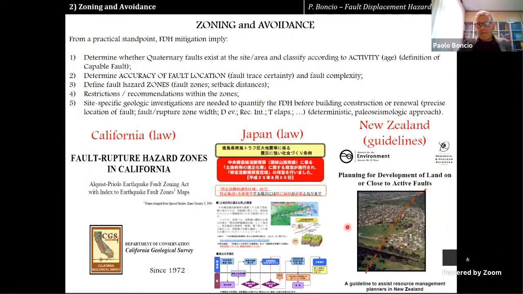In order to be efficient, zoning actions must be regulated by laws or guidelines. These are three examples: the California Alquist-Priolo Fault Zoning Act, which is a law, the Japanese law, and the New Zealand guidelines.